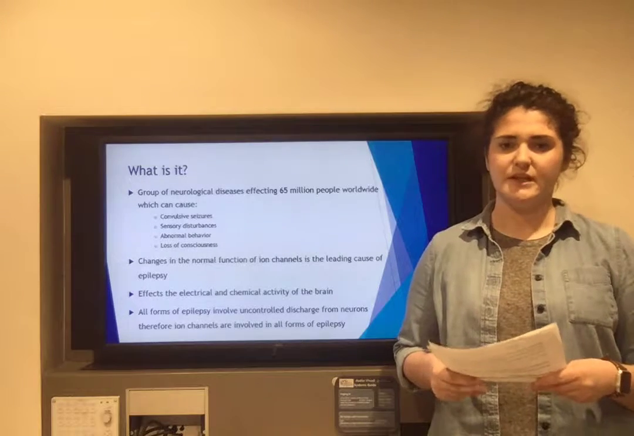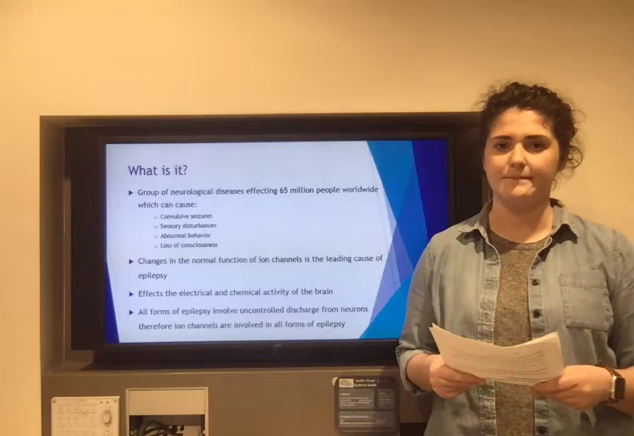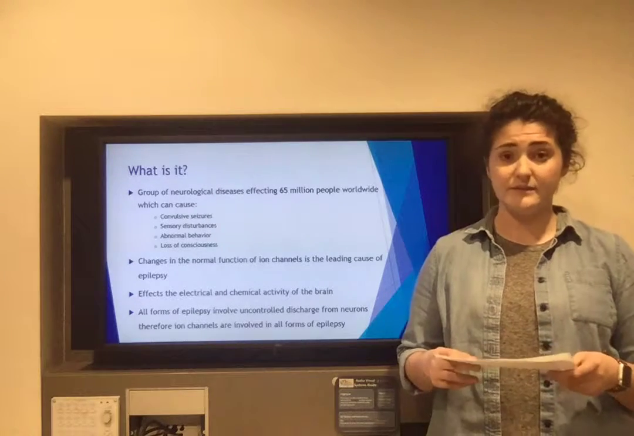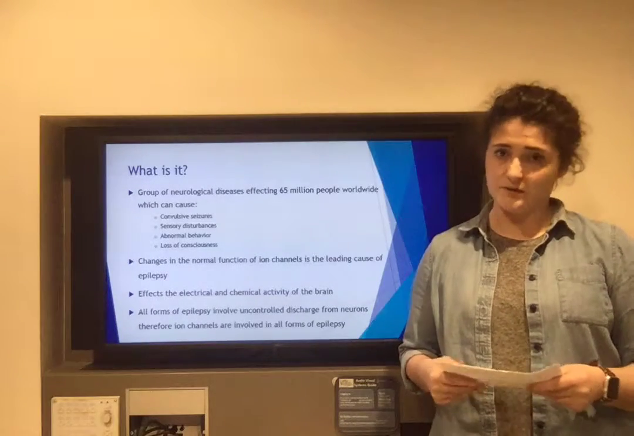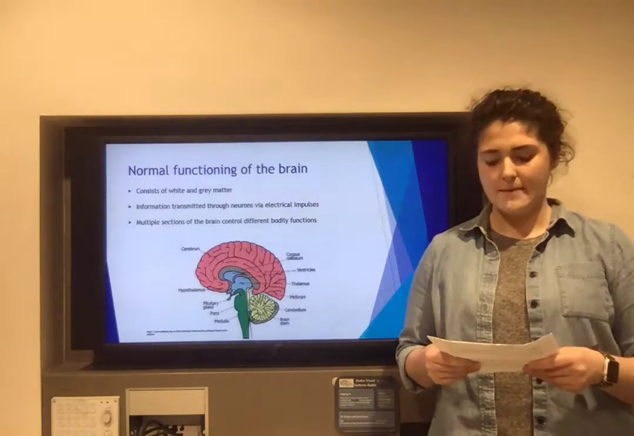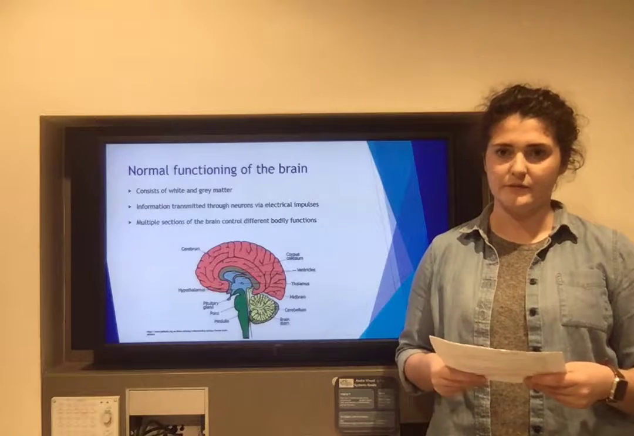There are many forms of seizures, including focal onset, generalized onset, and unknown onset. Depending on the type of seizure someone has, they may experience convulsive seizures, sensory disturbances, abnormal behavior, and loss of consciousness. The brain is made up of white and grey matter and has multiple sections that control different functions of the body.